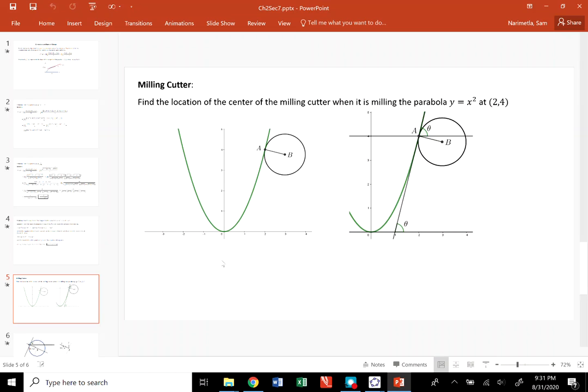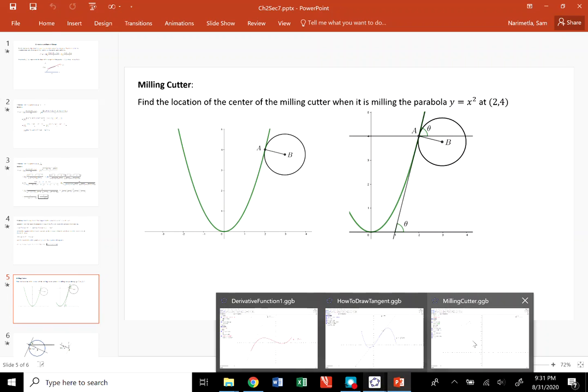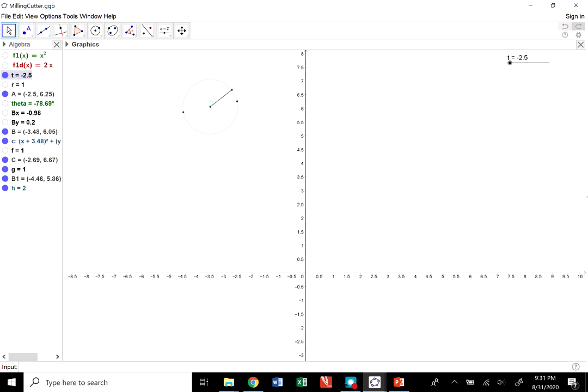Okay. Now, I told you that I have this habit of giving engineering examples, right? I'm going to give you an engineering example right now.